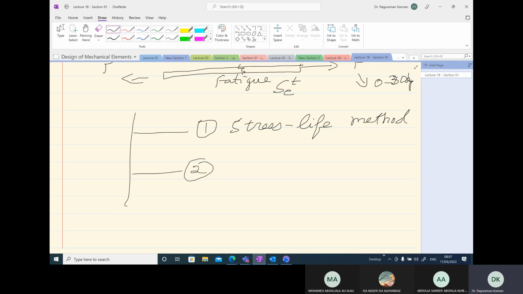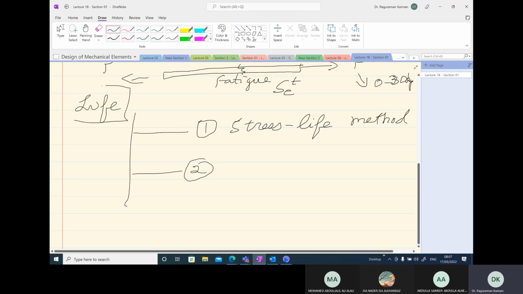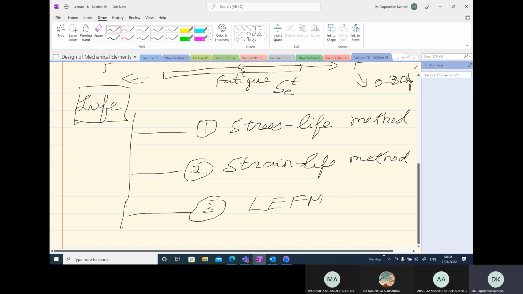So in fatigue phenomena, one of the main objectives is life. Life is the important parameter that is to be predicted. So besides the stress life method, there is also another method called the strain life method. We are going to see this as well. So using the strain, we are going to predict what will be the life of the specimen. And finally, we will have linear elastic fracture mechanics, which is the same type of equation we have seen in chapter 4. Okay. So these are the three methods, and we are going to go through them.